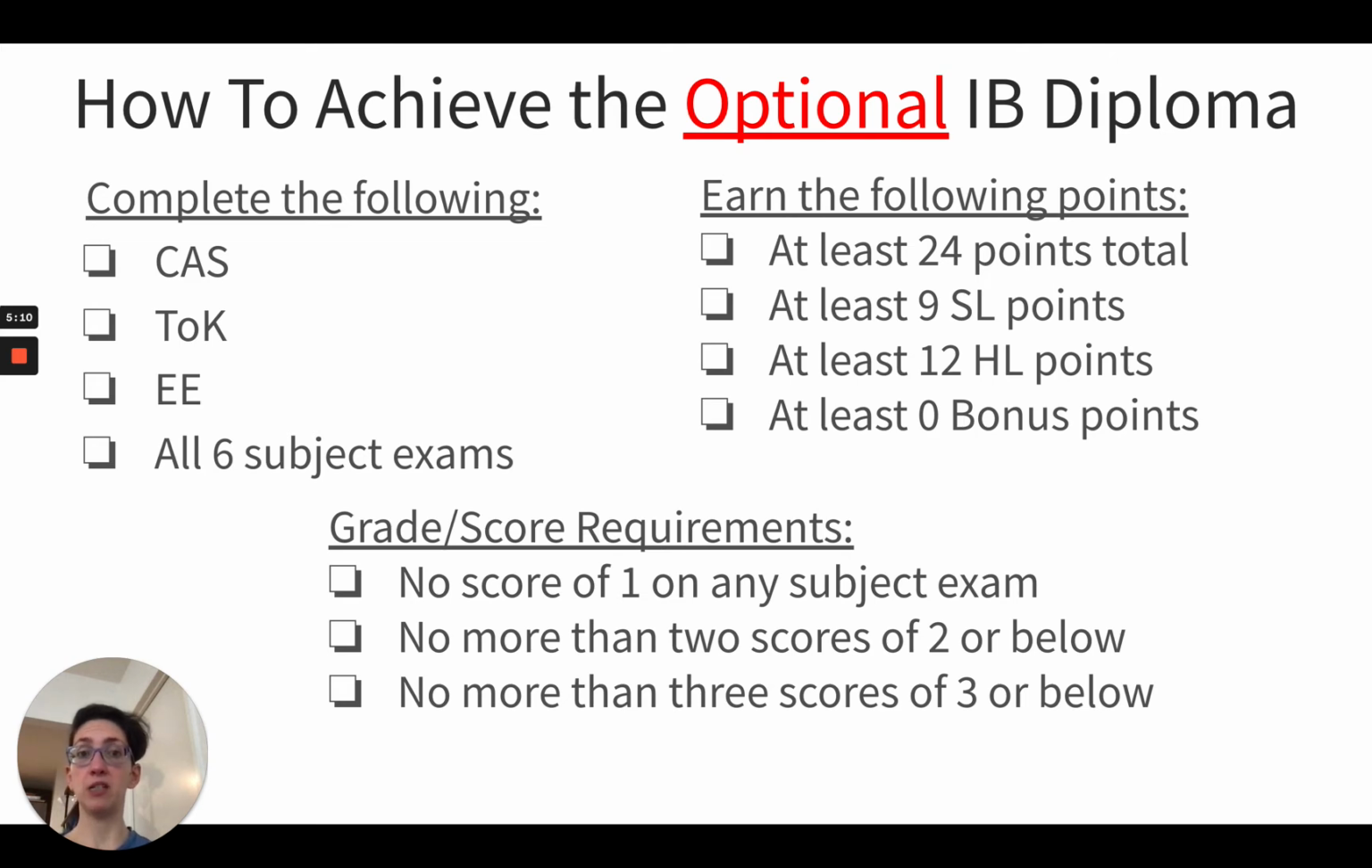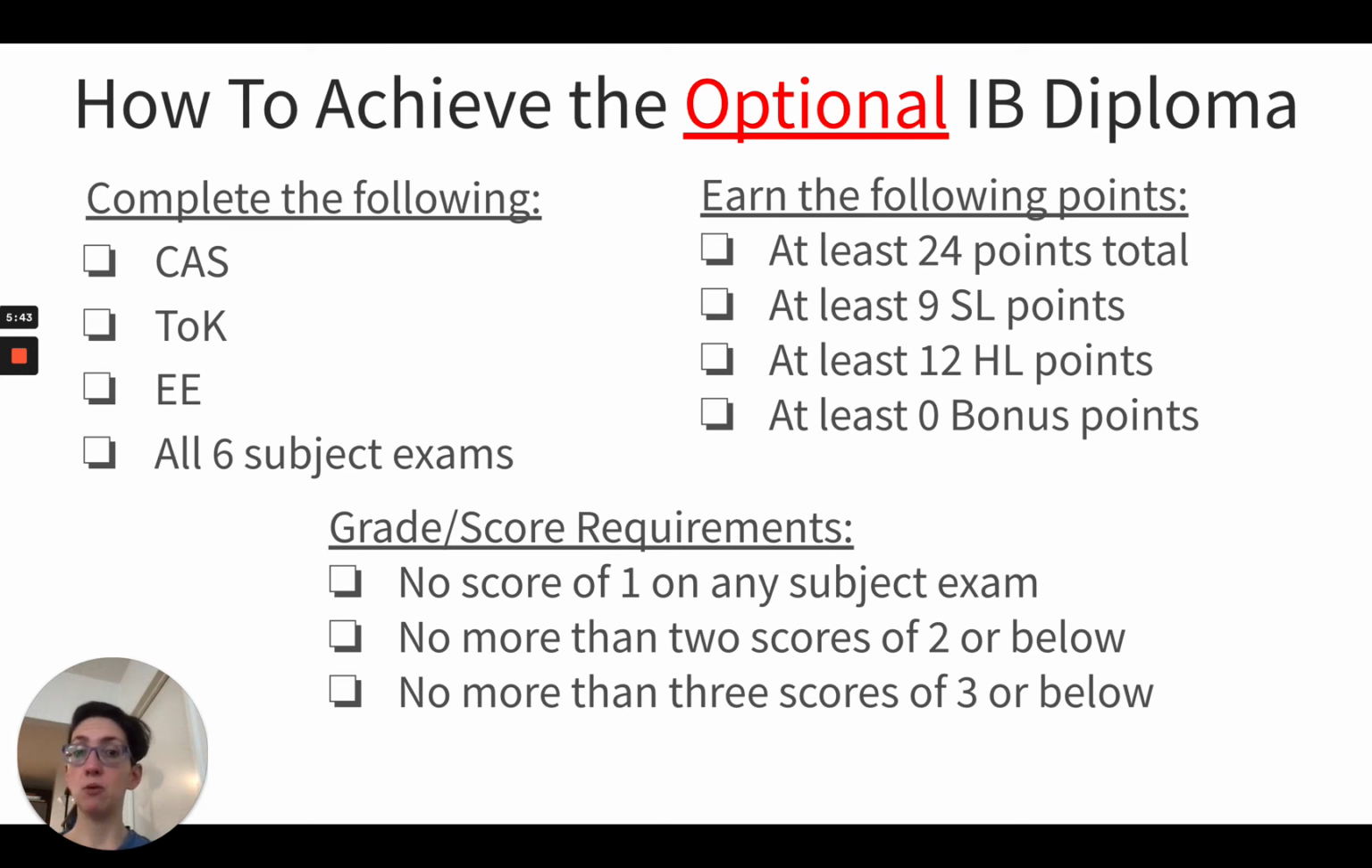If you do opt into the optional IB diploma, in order to obtain the IB diploma, you have to complete successfully CAS, TOK, EE, all 6 subject exams, but wait, that's not it. You have to score at least 24 points total. At least 9 of those points have to be in your SL exams. At least 12 of those have to be in your HL exams. That's usually the difficult part.